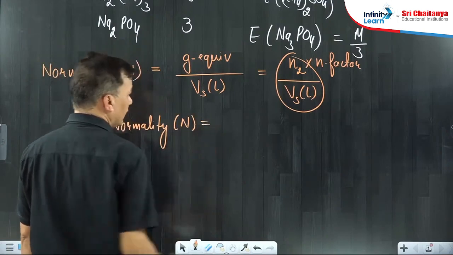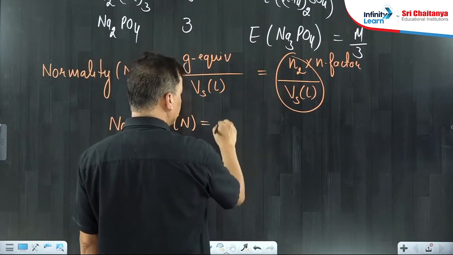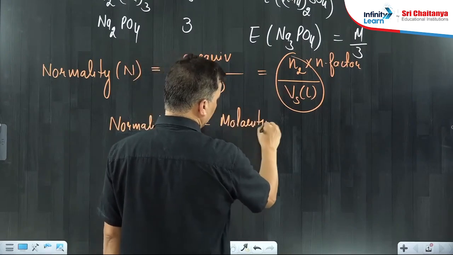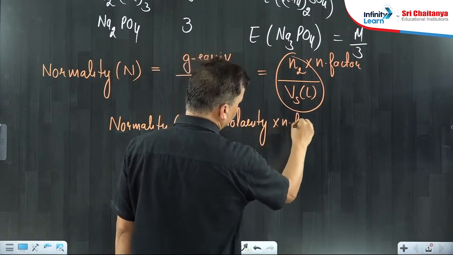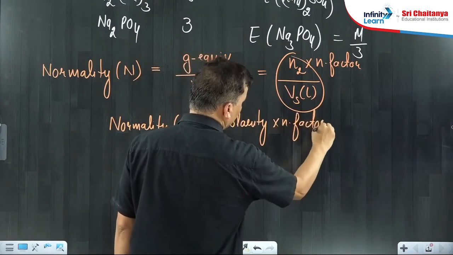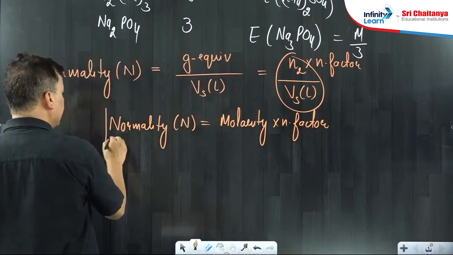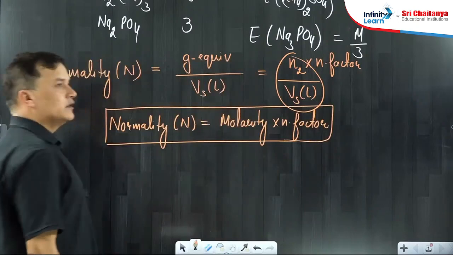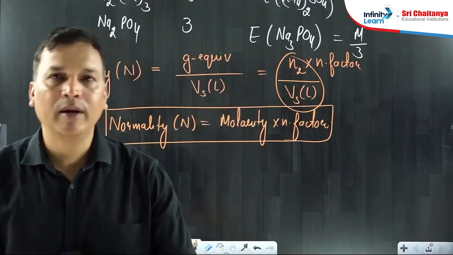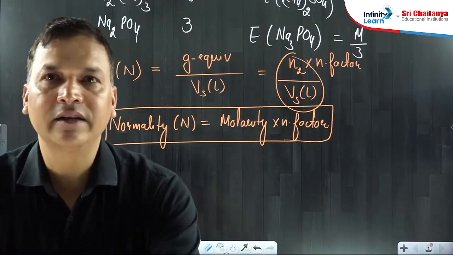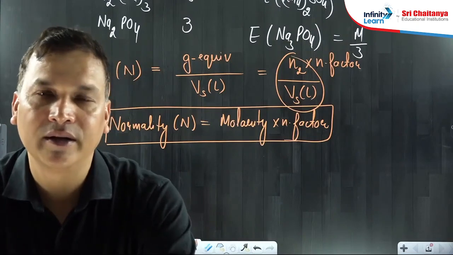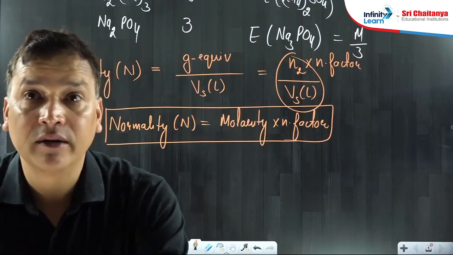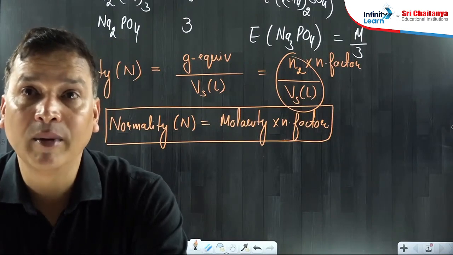Normality is equal to molarity into n factor. So, my dear friend, in order to understand the simplest definition of normality, you can say normality is the elder sister of molarity. When molarity is multiplied with n factor, we get its normality.